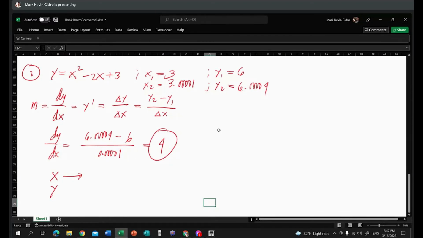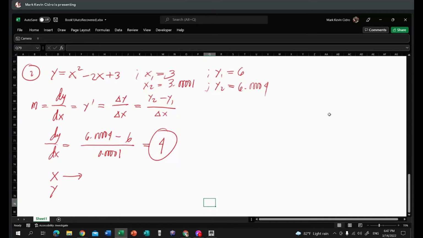Always po ba ito? Because I'm just proving to you that when the delta x is almost equal to 0, yung value ng dy over dx mo, you can approximate. Actually, this is not part of the solution. I'm just proving to you that when the delta x is approaching zero, you can solve for the value of the slope, the dy over dx.